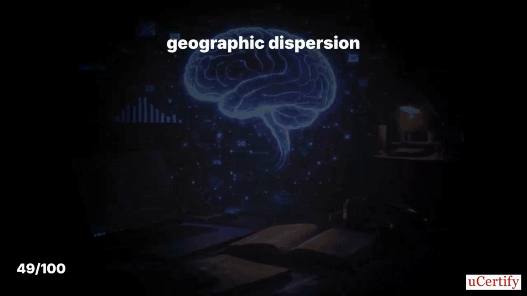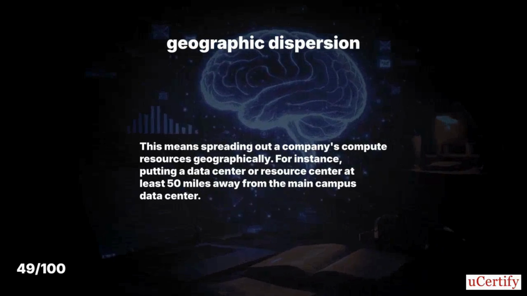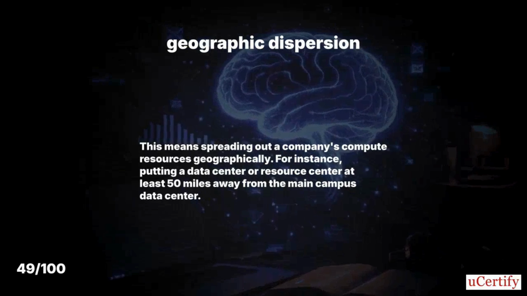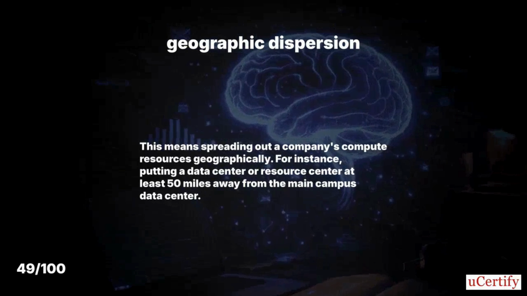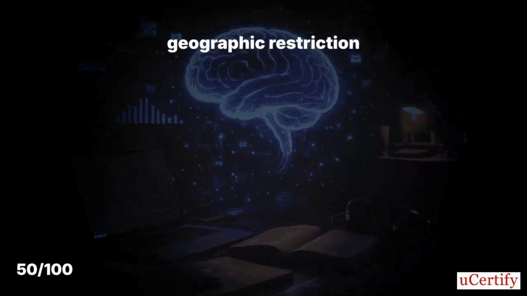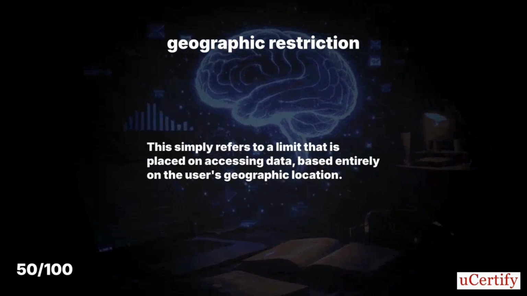Geographic dispersion. This means spreading out a company's compute resources geographically. For instance, putting a data center or resource center at least 50 miles away from the main campus data center. Geographic restriction. This simply refers to a limit that is placed on accessing data based entirely on the user's geographic location.